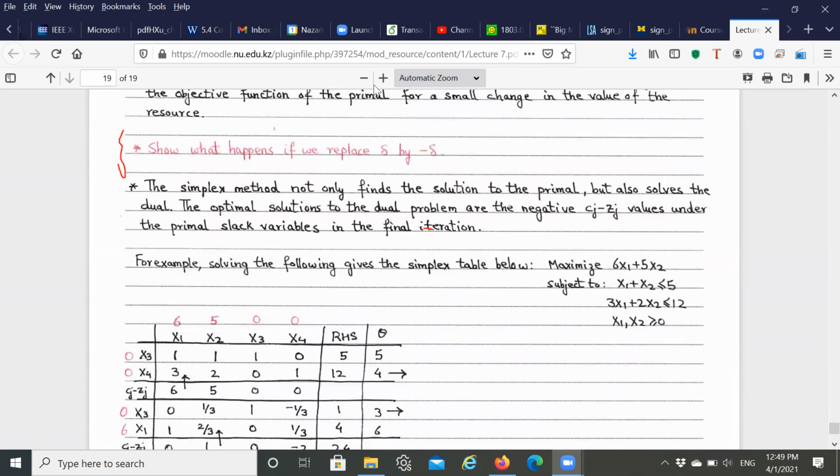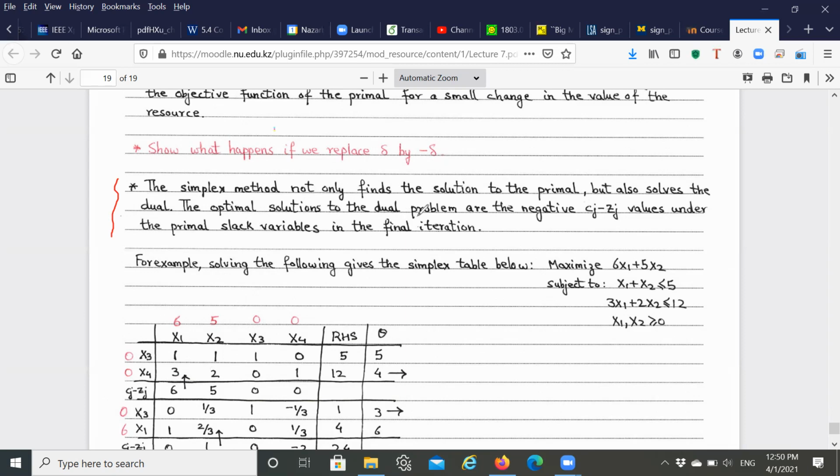Okay, so now we just get to the last topic of today's lecture, and we talked about all this just to get to this point. This is very interesting. I think this is the most interesting part of it. The simplex method not only finds the solution to the primal, but also solves the dual, which we did not know till now.